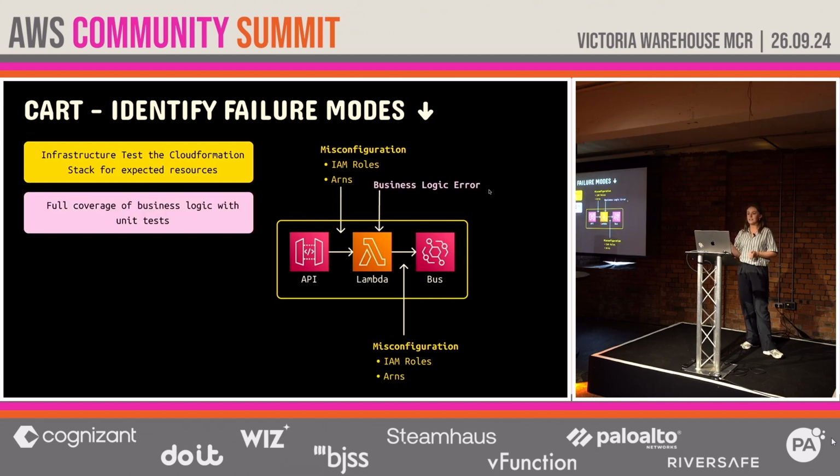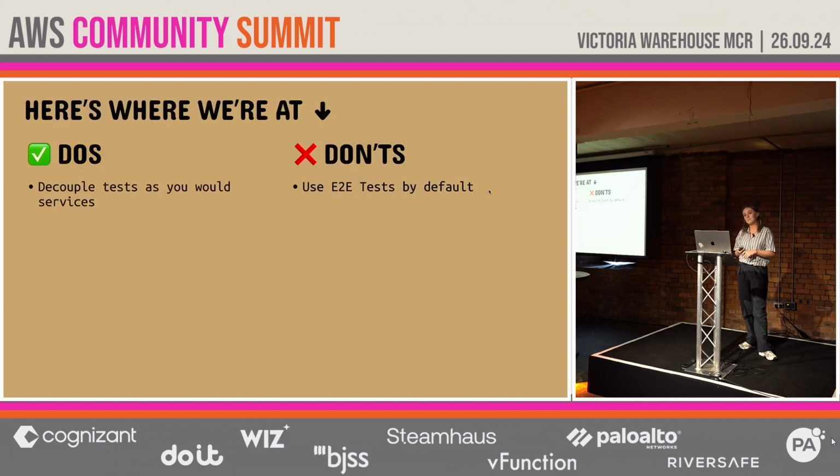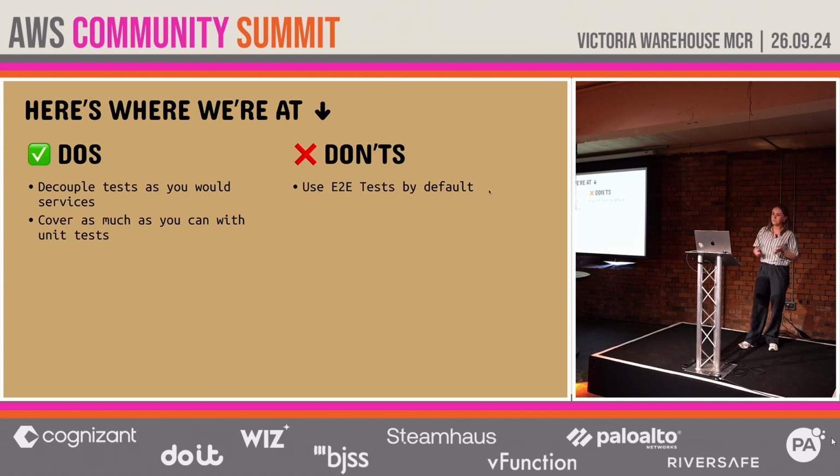And then I would always go for full coverage of the business logic with unit tests, because unit tests have such low overhead, both in writing and running them, that it's just a no-brainer to do those. So decouple tests as you would your services. Don't have a particular team running tests over the entire flow. And cover as much as you can with unit tests. That's my first rule.